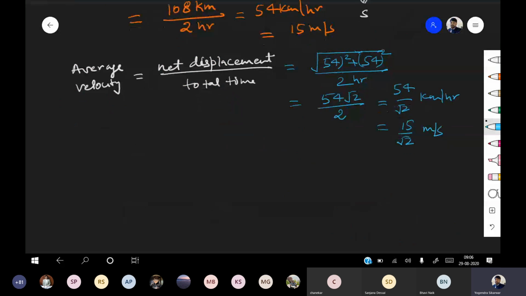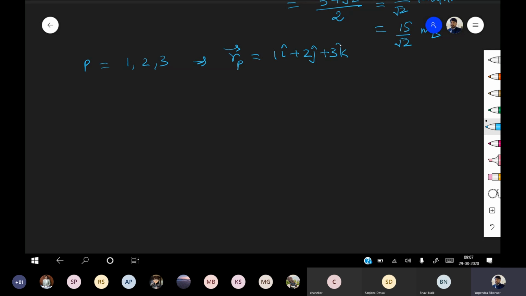A particle moves from point 1, 2, 3 to 2, 1, 4 under the action of a constant force. Find the work done by the forces. So first of all, pay attention. The point P is (1, 2, 3). So R_P, the position vector of point P, is equal to 1 i cap plus 2 j cap plus 3 k cap. Similarly, point Q is (2, 1, 4).